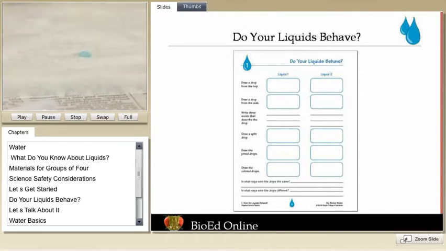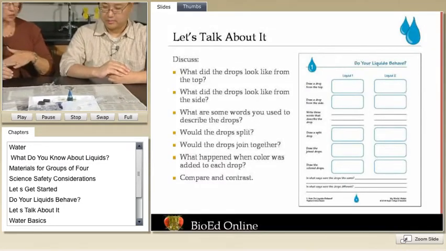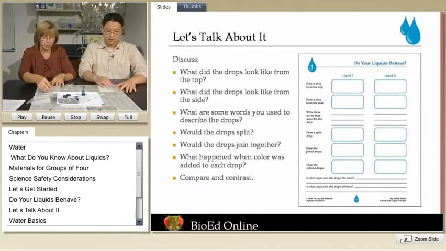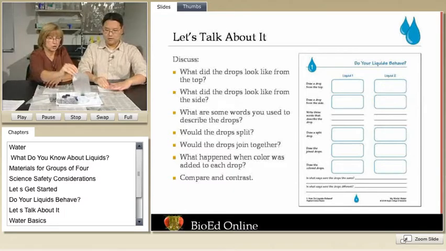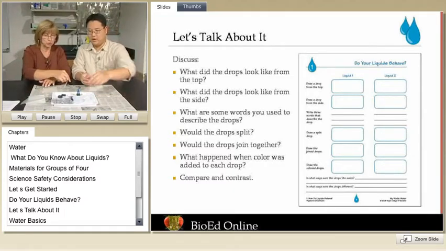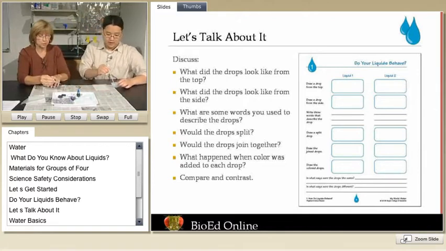Okay, Michael, let's go ahead and try both of these liquids. I'm going to take Liquid One, you take Liquid Two, and let's see what happens and see if we can figure out why it's happening. Absolutely. Okay, so let's clean off our wax paper. Okay, I'm going to do Liquid One, you're going to do Liquid Two. Are you ready? Absolutely. So we'll start off with the bird's eye view, the top view.